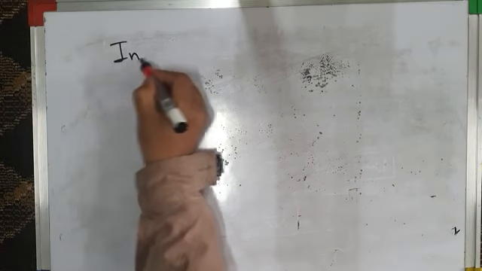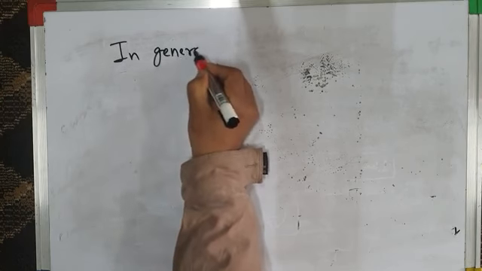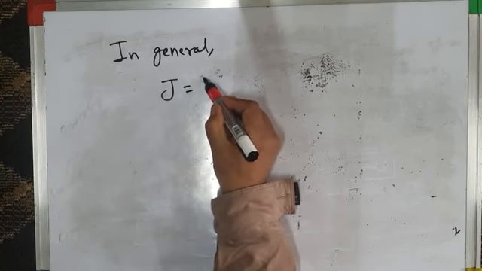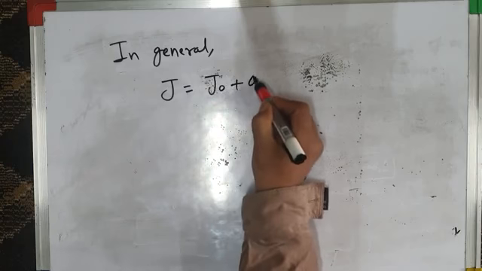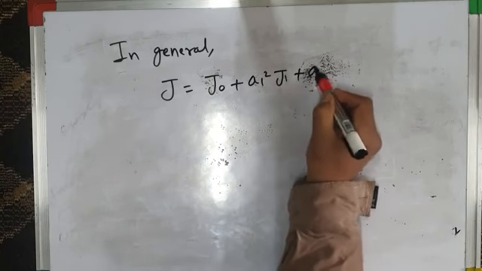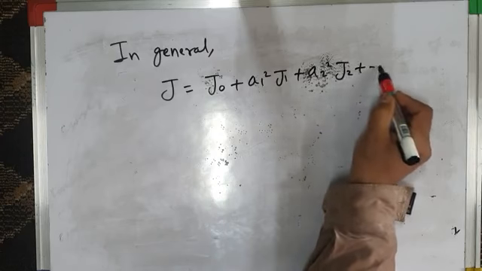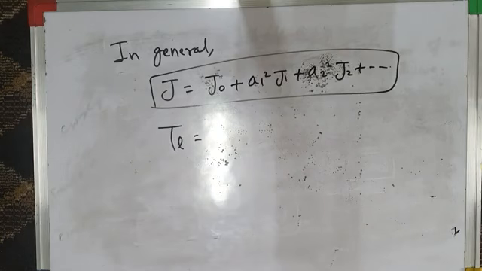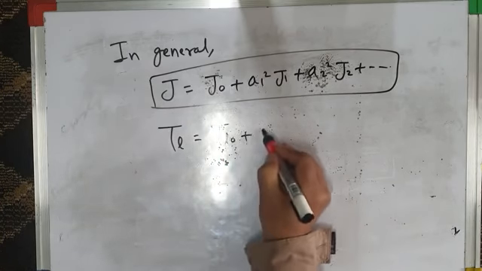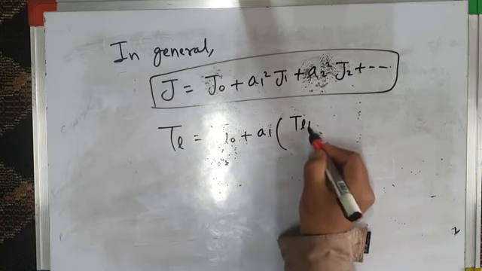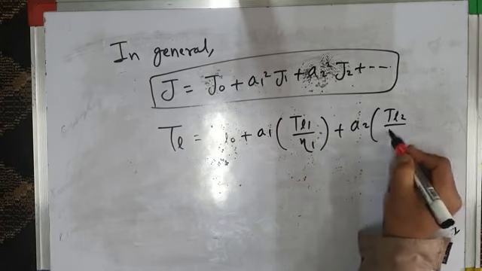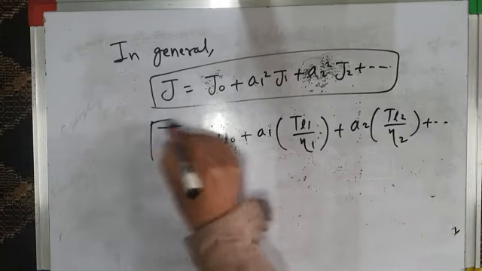In general here I have considered two loads, but your motor may drive more than two loads. In case you have multiple loads driven by a motor, in general we will write the total moment of inertia J equal to J naught plus A1 square J1 plus A2 square J2 and so on. Similarly the total load torque to be developed by the motor is equal to TL naught plus A1 into TL1 by eta 1 plus A2 into TL2 by eta 2 and so on. This is the total load torque.